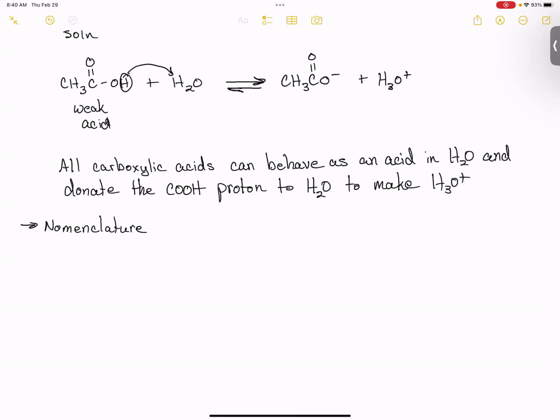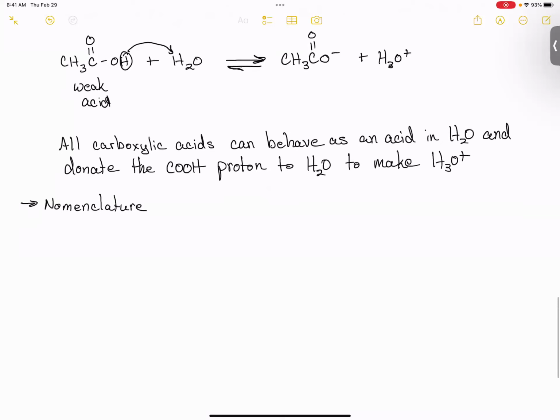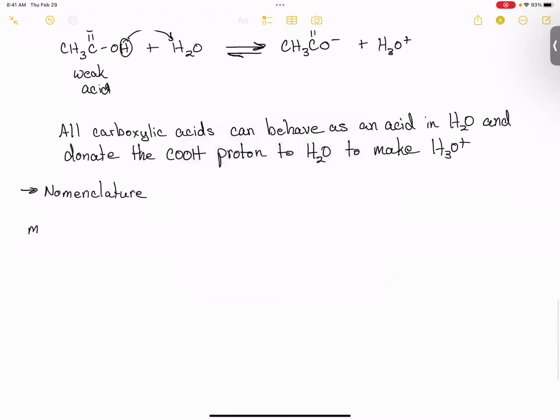Somebody asked on Monday, how do you know which will be the parent and which will be the substituents, given all of these functional groups that we have discussed? Now that we have discussed all the functional groups, including carboxylic acid, ester, and amide, we are ready to answer that question. Most important is the carboxylic acid.